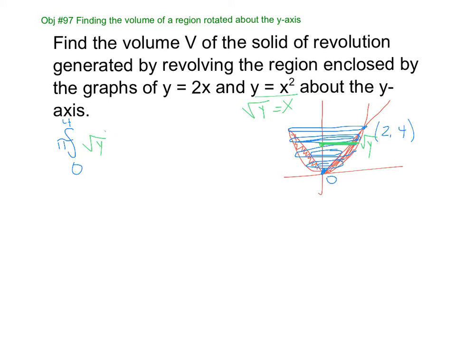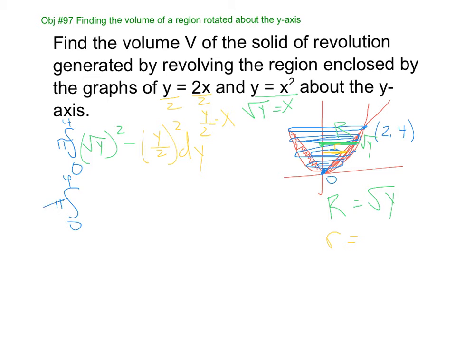So square root of y squared minus our inside function. So this is our little r. All right, so we got our big R, little r. So big R is the square root of y. Little r is y equals 2x, so we're going to solve that for x. X equals y over 2. So y over 2 squared. All right, I'm going to simplify this. Pi 0 to 4, it's an ugly pi. Y minus y squared over 4.